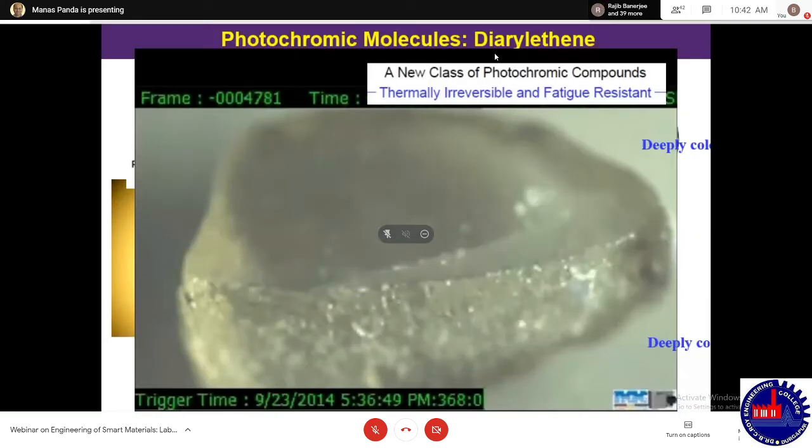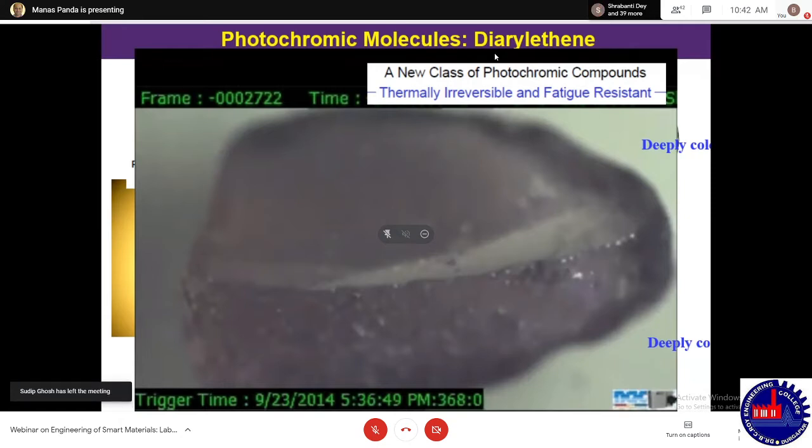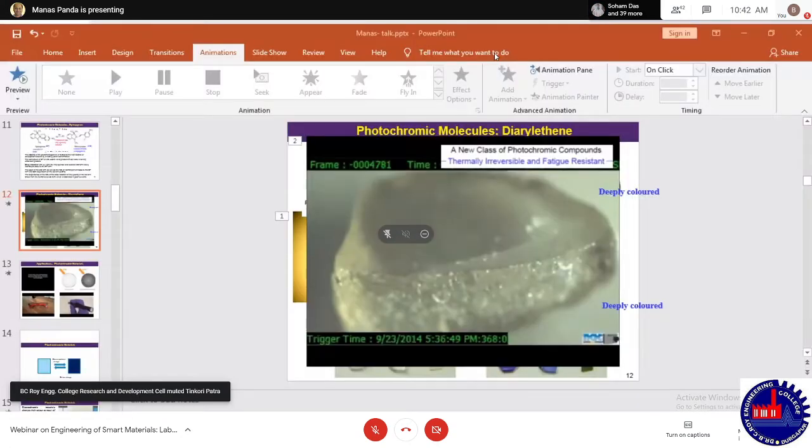Okay, so this is the initial stage. Now I'm starting the video and you can see the change now. It's getting dark, right? It's getting violet. I think it's clearly visible now. Can you see the change? Yes, sir. Okay, great. Let me proceed to the next slide then.